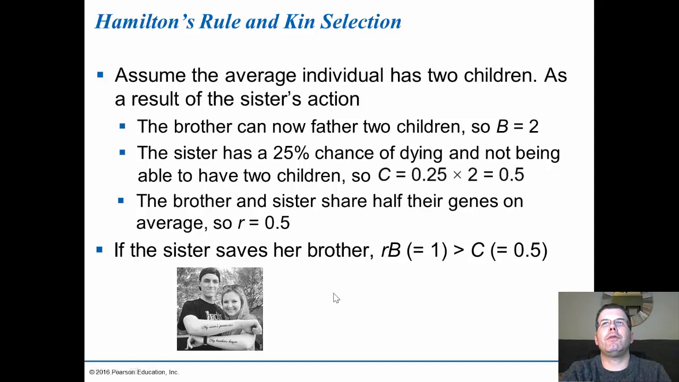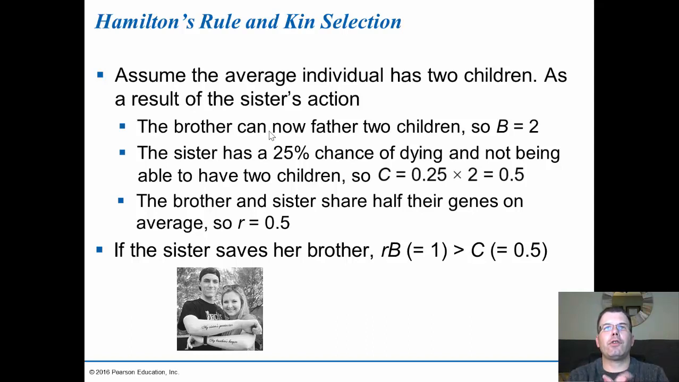So assume the average individual has 2 children. As a result of the sister's action, the brother now can father 2 children of his own. So this is just using the variable saying that every couple has 2 children out there. That would be the rule of thumb. And so the brother of that family, so let's say they have 2 children, a brother and a sister, 1 boy, 1 girl. And now that brother can father 2 children, so the B would be 2 in this situation.